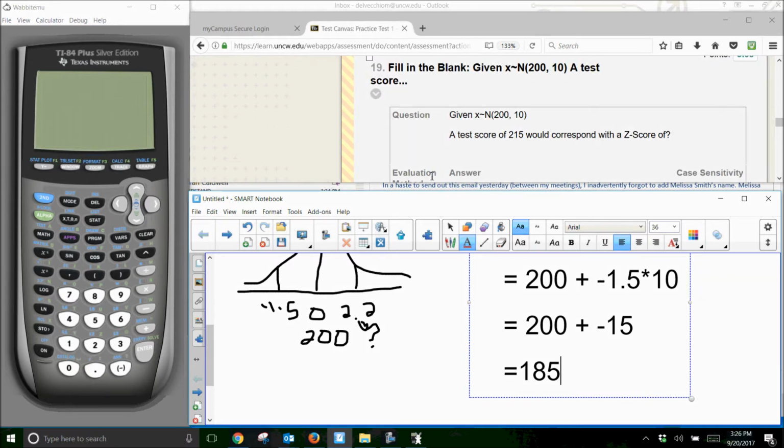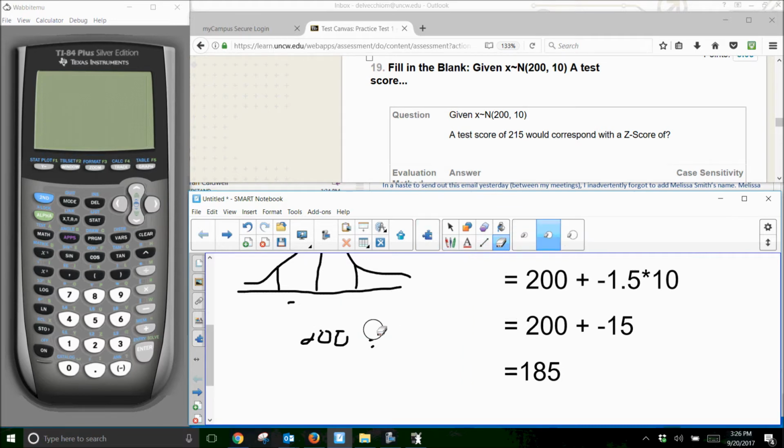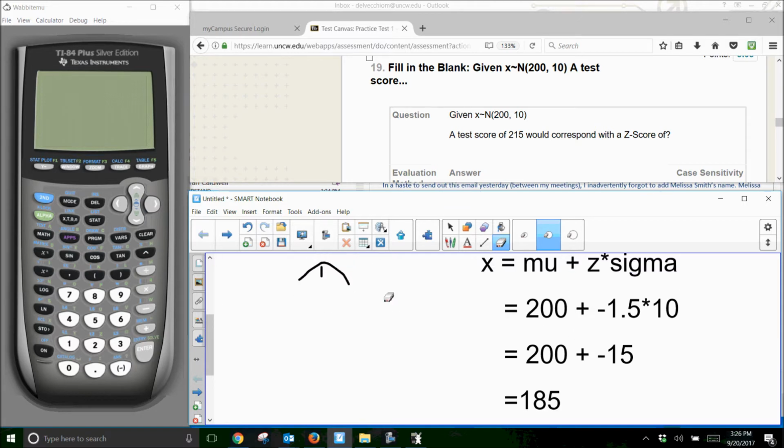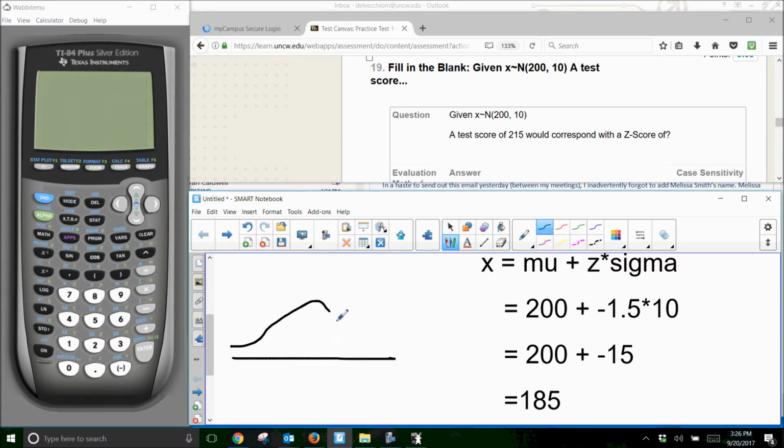Now for question 19, we want to go the opposite direction. So now it's like we're given, I'll just erase this whole thing. So now we're given a score of 215 and want to know what z-score that would correspond to. Remember, in the middle for the average or the mean, we have 200, which corresponds to a z-score of 0. So we know this is going to be a positive z-score.